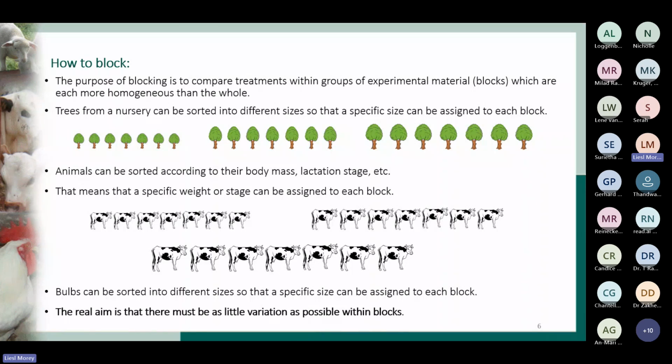The same goes for animals, which I don't think you really work with, but you can also sort them according to their body mass or lactation stage. So a specific weight or stage will be assigned to a block. If you work on bulbs, you should also sort the bulbs according to size, and then block according to that size, so that size is not confounded with your treatment. So the real aim is that there must be as little variation as possible within a block.